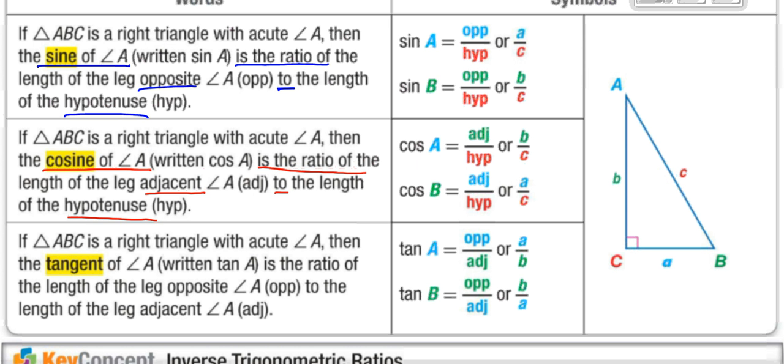Let me get rid of all that. Again, the same thing happens with angle B. Here, the cosine of angle B. Here's angle B right there. This is the hypotenuse, and this is the adjacent side. Now I'm just talking about the two that we're using. So the cosine of angle B is the ratio of the adjacent over the hypotenuse, or a over c. You're going to want to remember these using that SOHCAHTOA idea, and we'll talk about that after we look at this last one, which is the tangent.